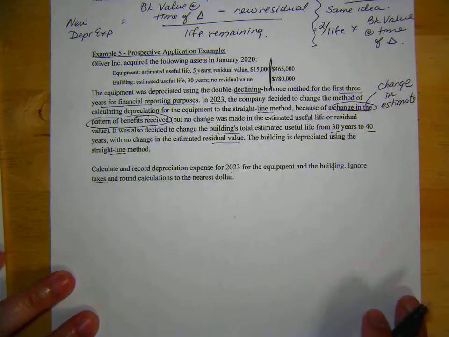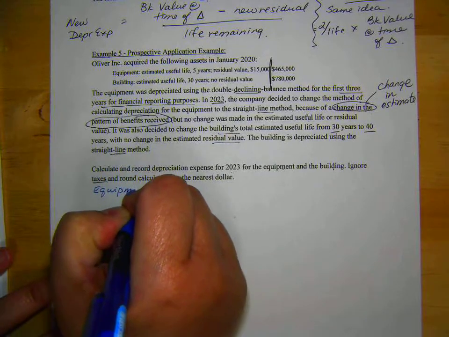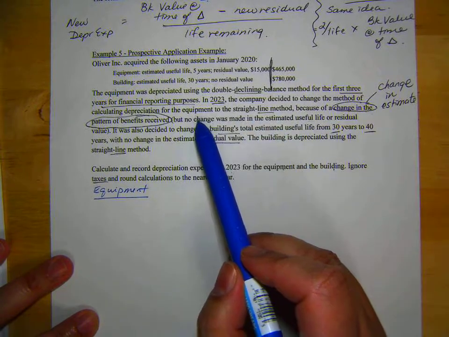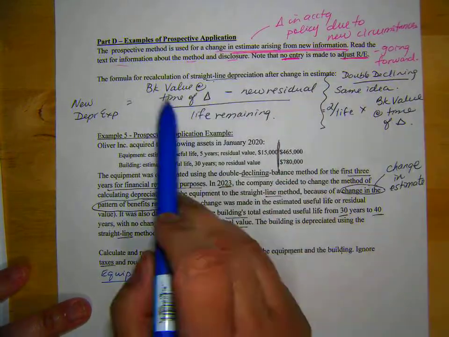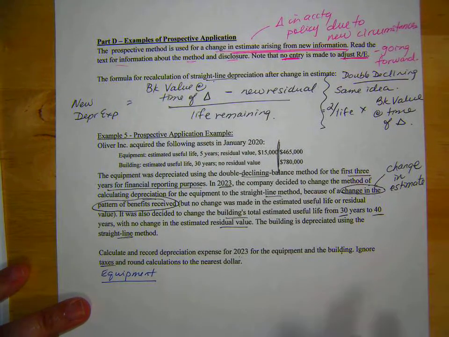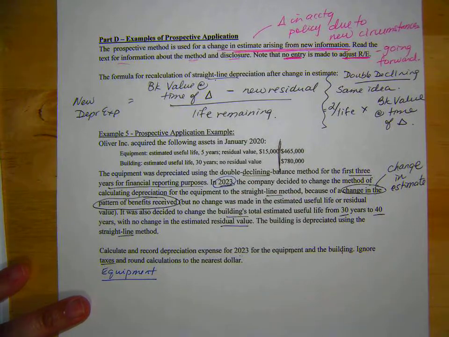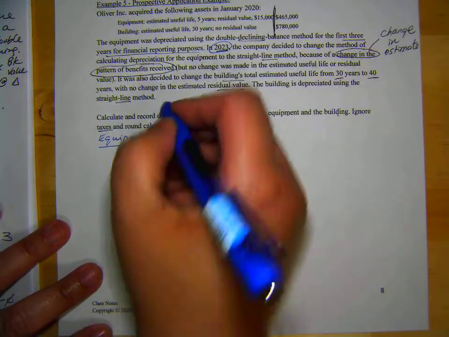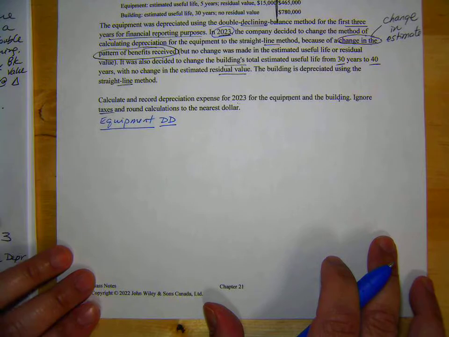Okay, so let's start off with our equipment. Now we're switching from double declining to straight line. So we were doing double declining, now we're straight line. We need the book value at the time of change. So we need to figure out what our book value is in 2023, bearing in mind we bought it in 2020. So we need to use the double declining method to find what our book value is.